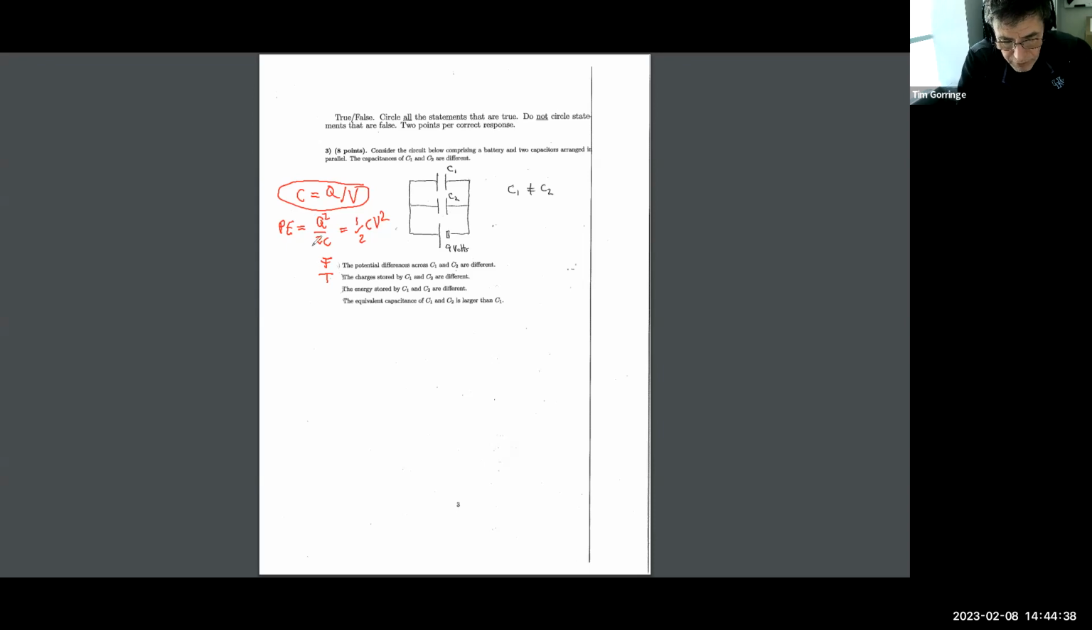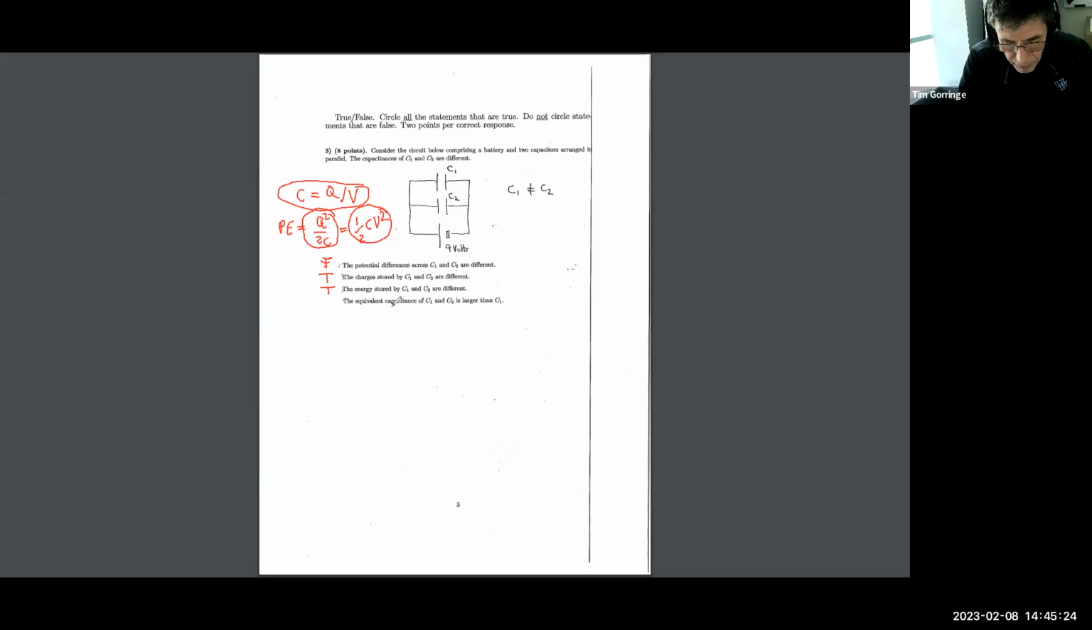Now, one of them is more useful, and one of them is less useful for addressing this statement here. The one I would use is over here involving the voltage, which we know is the same across both capacitors. I wouldn't use the one here, which is involving the charge, which is different across the two capacitors. We know the capacitances are different. We know the voltages are the same. So it must be that if the capacitances are different and the voltages are the same, the potential energies are different. So this is also true.